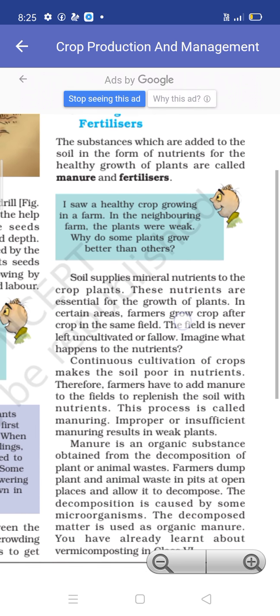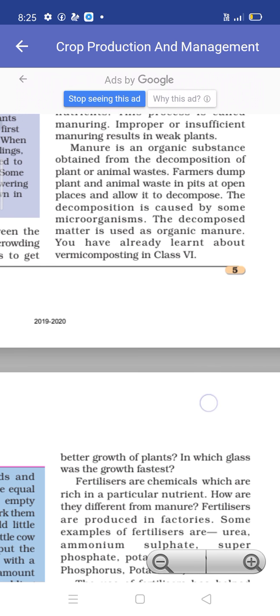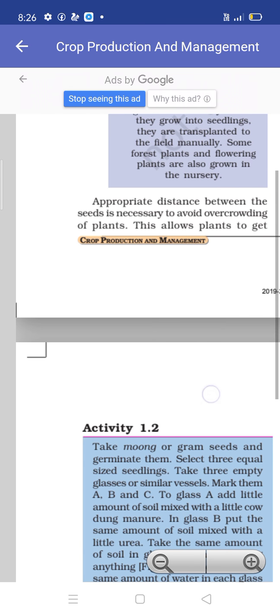Manure is an organic substance obtained from the decomposition of plant or animal waste. Farmers dump plant and animal waste into pits at open places and allow it to decompose. Okay, the decomposition is also caused by some microbes, microorganisms. And that we will learn in the class 6th chapter.